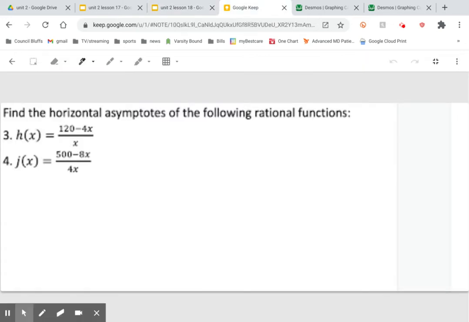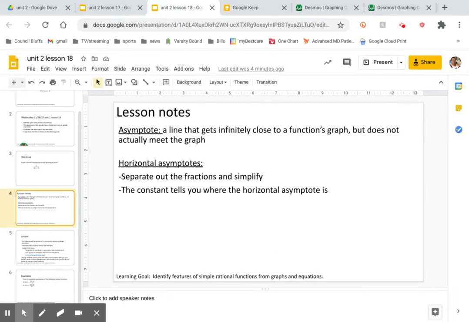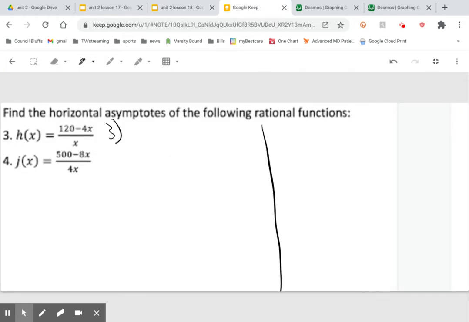So let's take a look at the examples here. If I take a look at number 3 here, I'm calling it number 3 because, like I said, this is a straight up continuation of yesterday's lesson. To find the horizontal asymptotes, we're first going to separate out the fractions and simplify. What do I mean by that? My function for number 3 is 120 minus 4x divided by x. What I mean by separate out the fractions is I'm literally going to divide out both terms in the numerator by x.